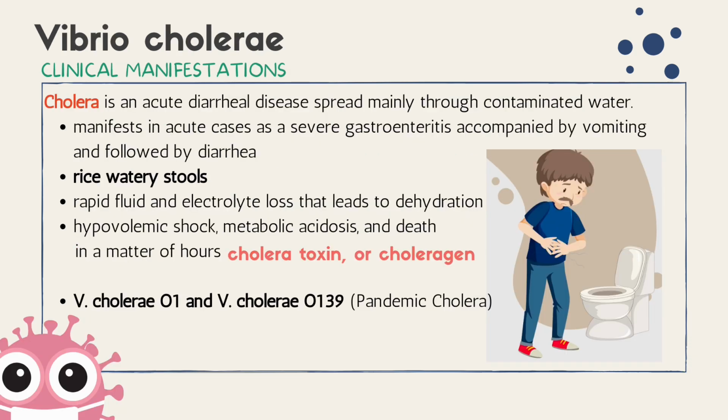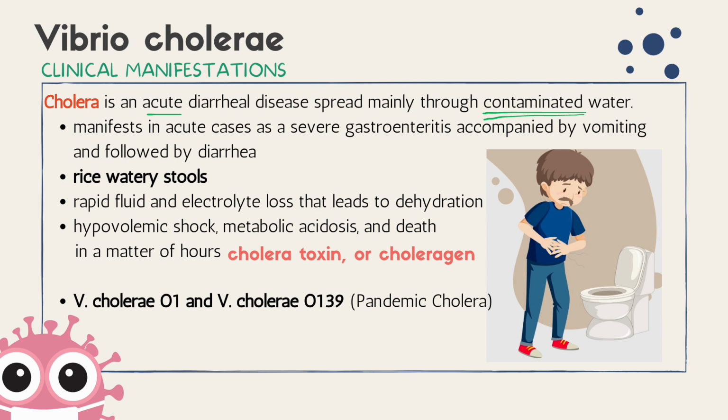So let's talk about the clinical manifestations of Vibrio cholerae. Vibrio cholerae again is the causative agent of pandemic cholera. Usually cholera is an acute diarrheal disease. It is acute because the symptoms can be present in the infected person in a matter of hours. This is a diarrheal disease that is spread mainly through contaminated water. But not only water, it can also be acquired through improperly preserved food such as seafood and unpreserved meat.